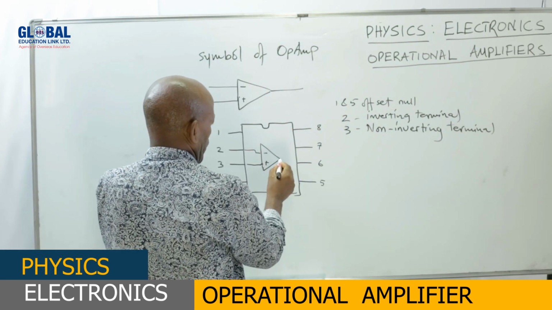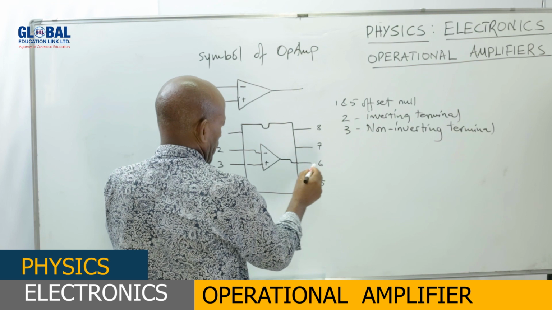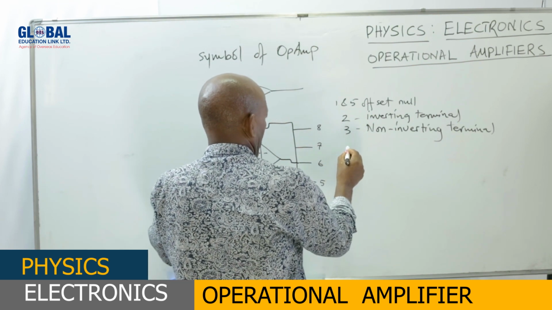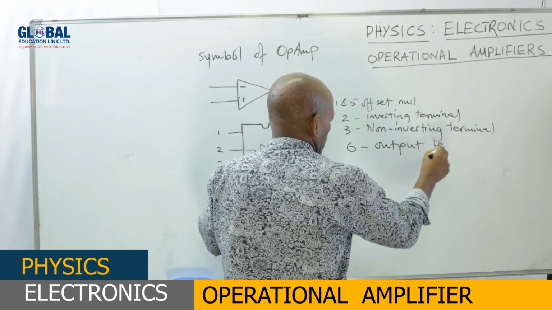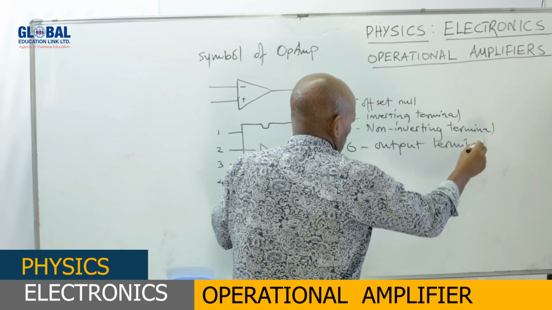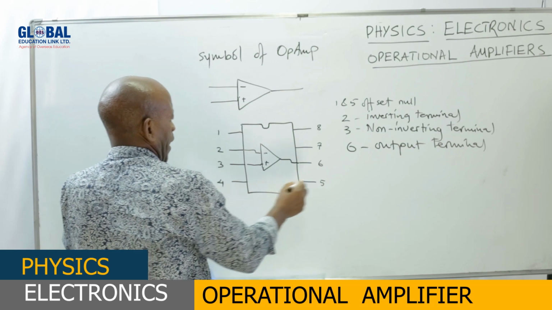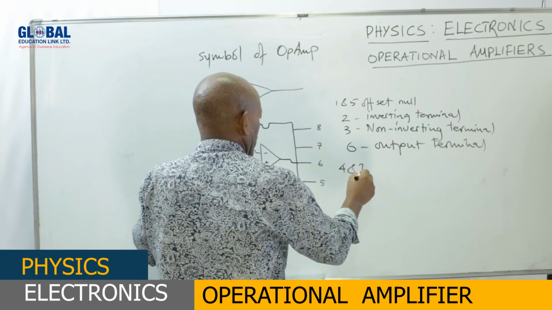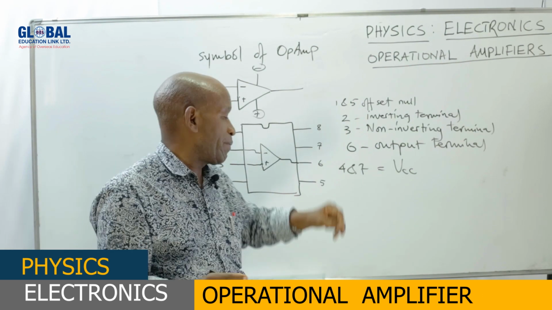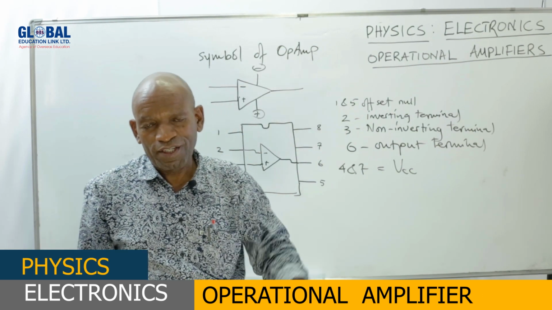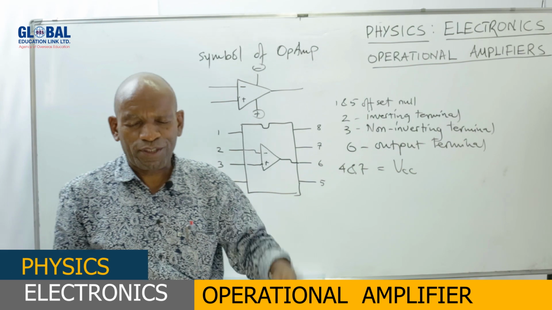Number 6 is an output terminal. And number 4 and number 7 are for the supply voltage. Leg number 8 is just left hanging and can be used for any particular use.